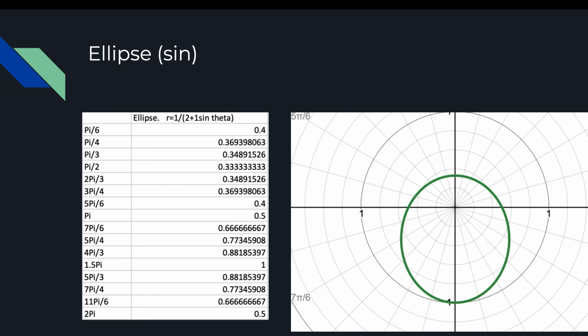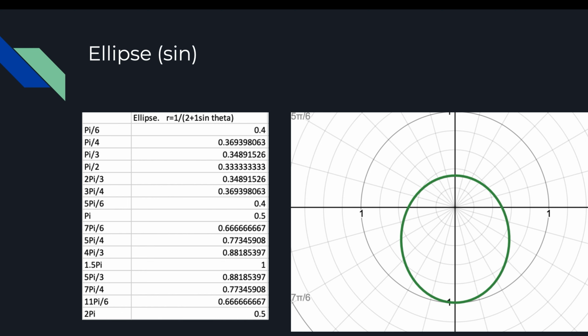In fact, the biggest number we're dividing k by is 3, because sine of pi over 2 is 1, 2 plus 1 is 3. And then on the other side, when we get to sine of 3 pi over 2, that's -1, so what we get is 1 divided by -1, which is why the lowest point is -1. So that's what really stretches it out and makes an ellipse. It's kind of just that effect happening.